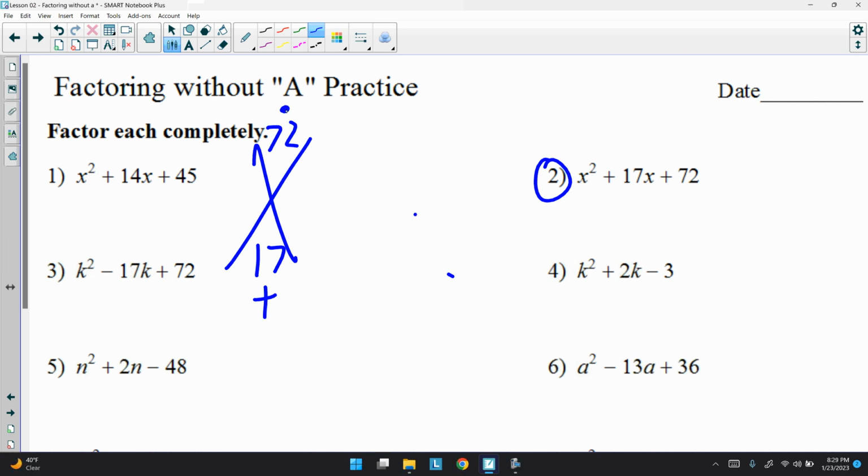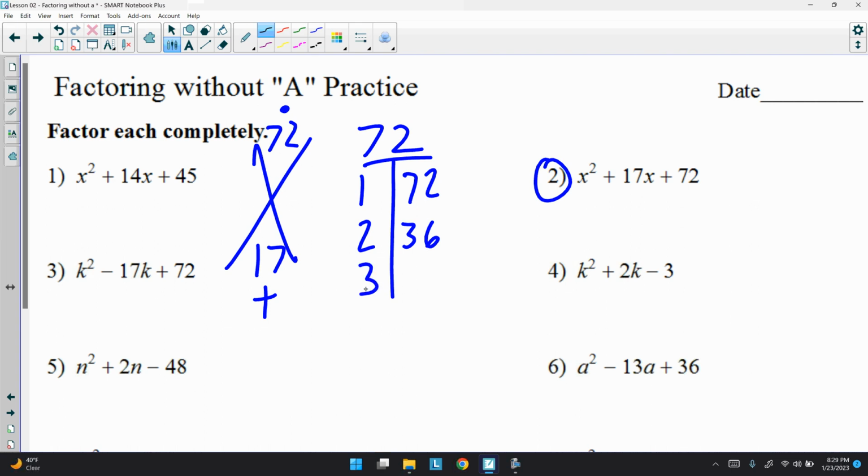Again, if you forgot your factors, go ahead and list them. And I am so sorry for these stray marks. All right, so 1 and 72, 2 and 36. Yeah, that's it. 3 and, oh boy. 3, 2, 20, 21, 20. Well, I don't know why I'm drawing a big blank.